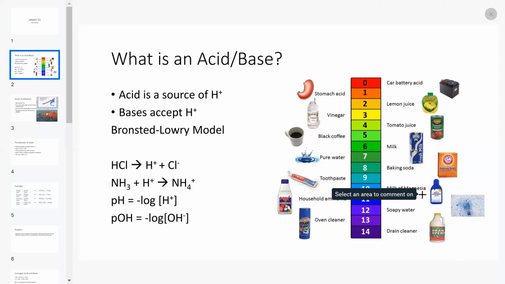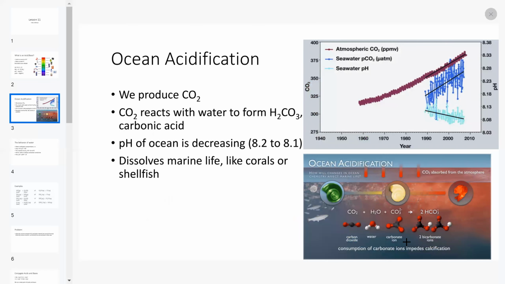Okay. So interestingly enough, a lot of acids can be quite sharp or tangy, like lemon juice and vinegar, while a lot of bases are more bitter. So yeah, but don't taste any of these things. That's not a good idea.